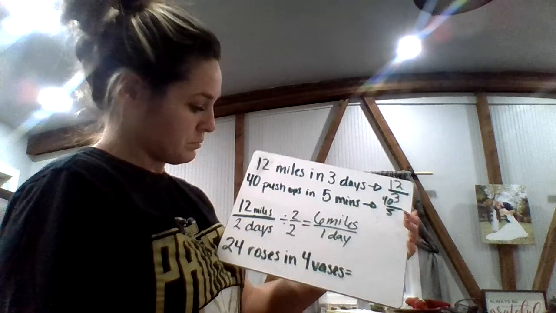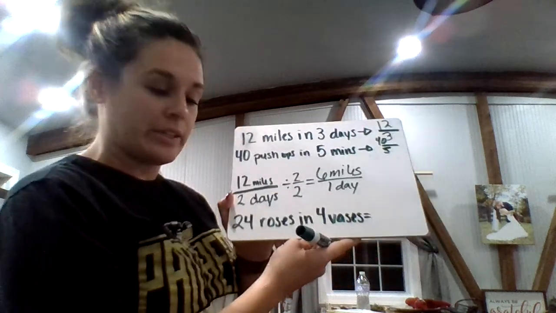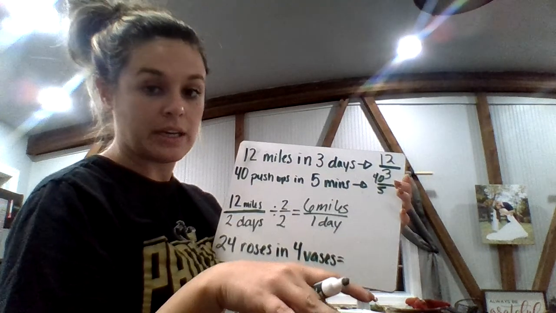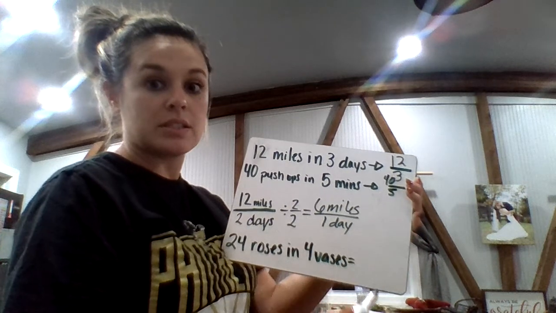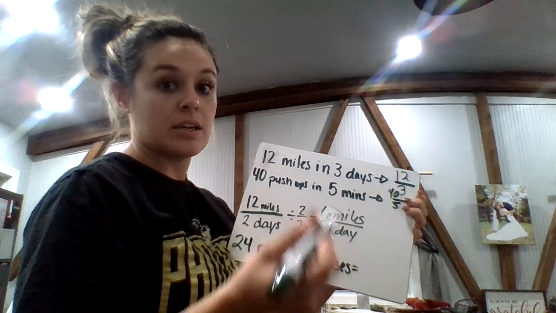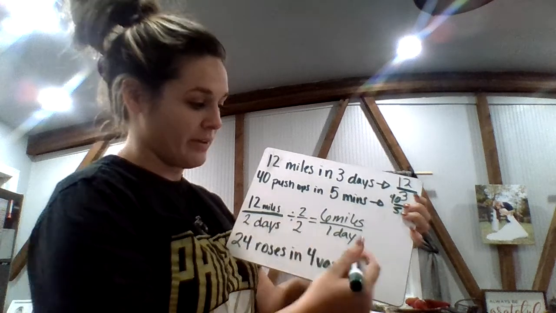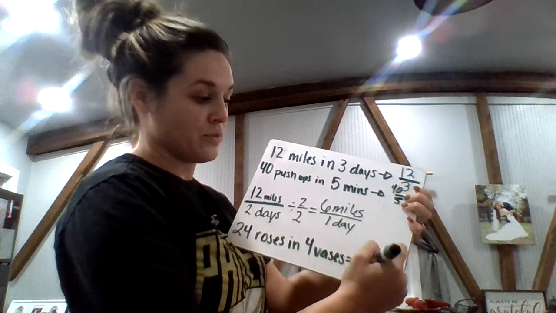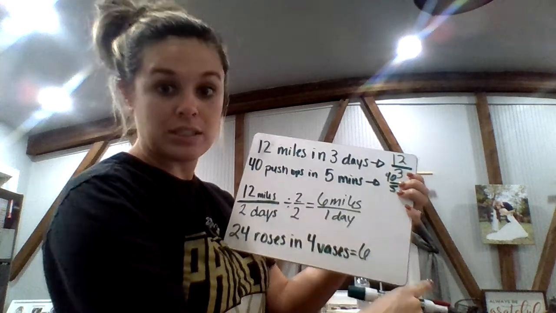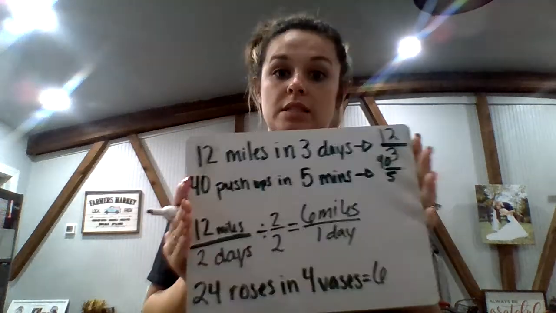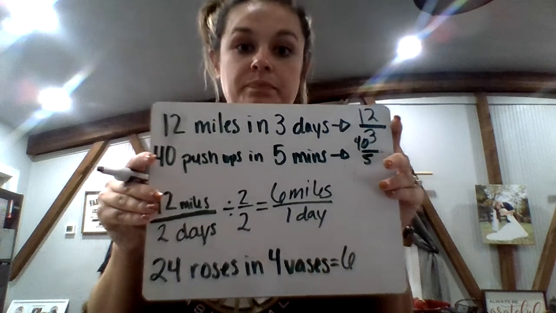Now, there's another question, and it's written not as a fraction. It's just like this, and it wants you to find the rate. So 24 roses in 4 vases. Per one, that means you're going to divide by 4. 24 divided by 4 is 6 roses. I can't write it all, but 6 roses in 1 vase. Okay? It's division. It means per one.